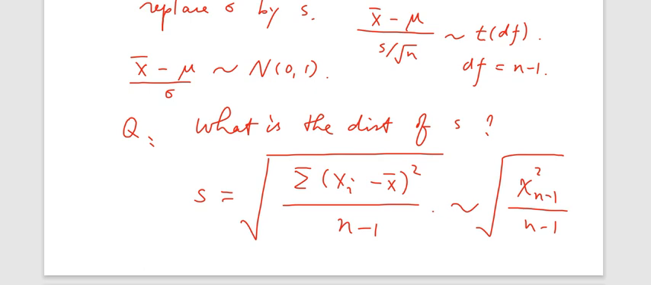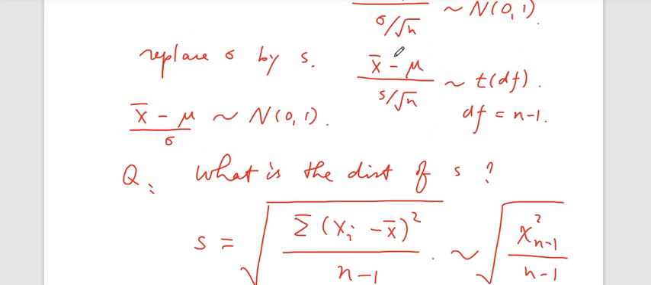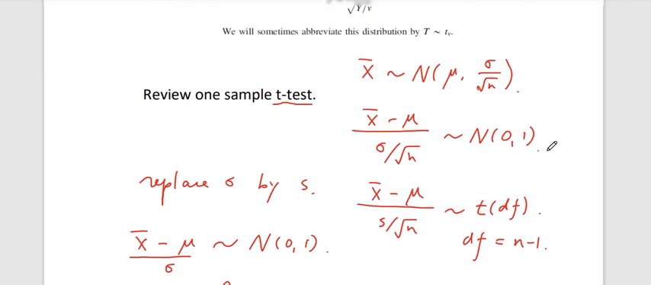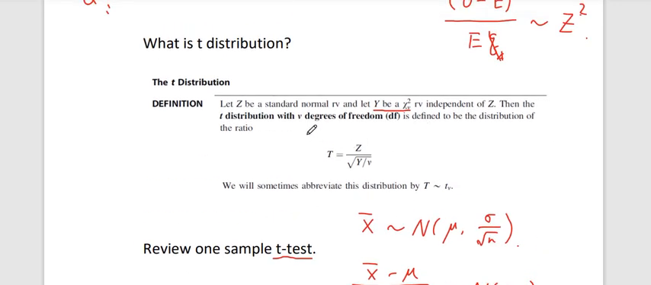So we can say the t distribution is t equals z, a standard normal, over the square root of a chi-square distribution divided by its degrees of freedom. A standard normal divided by the square root of a chi-square. We call such a distribution a t-distribution.